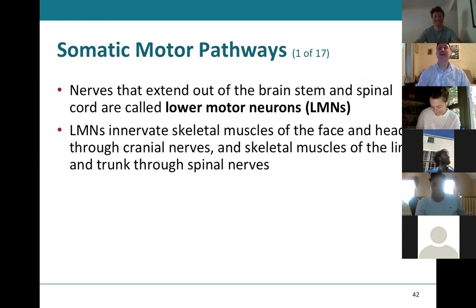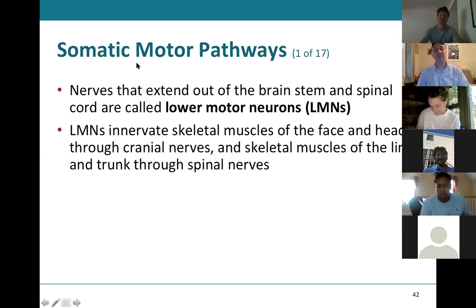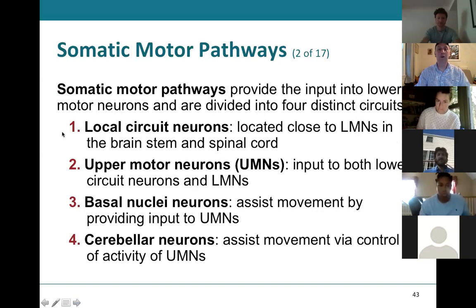Okay. So somatic motor pathways are nerves that extend out of the brainstem into the spinal cord, where the lower motor neuron is what's actually activating what's happening inside of your body. Okay. That should just make obvious sense. What we're going to do is we're going to look at local circuit neurons versus upper motor neurons.